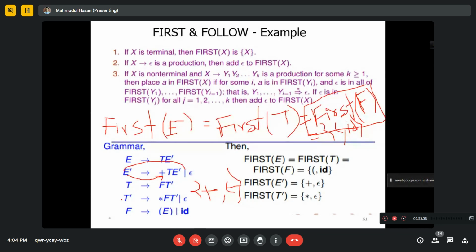And first of T dash. If I want to find out first of T dash, that means I need to go to the leftmost one, and the leftmost one is asterisk. Is asterisk terminal or non-terminal? Terminal. Okay, so that's one, and there is another production rule, that is T dash to epsilon. So this one is also in first of T dash. Done, everyone? Any problem, please ask. No problem, sir.